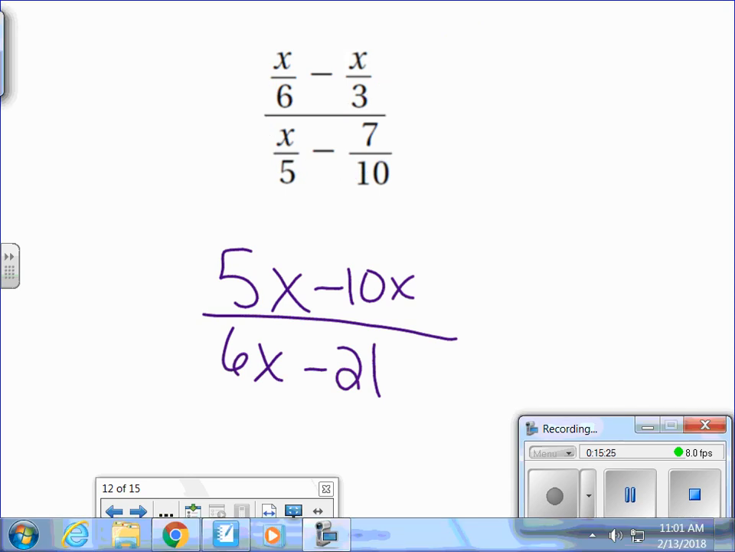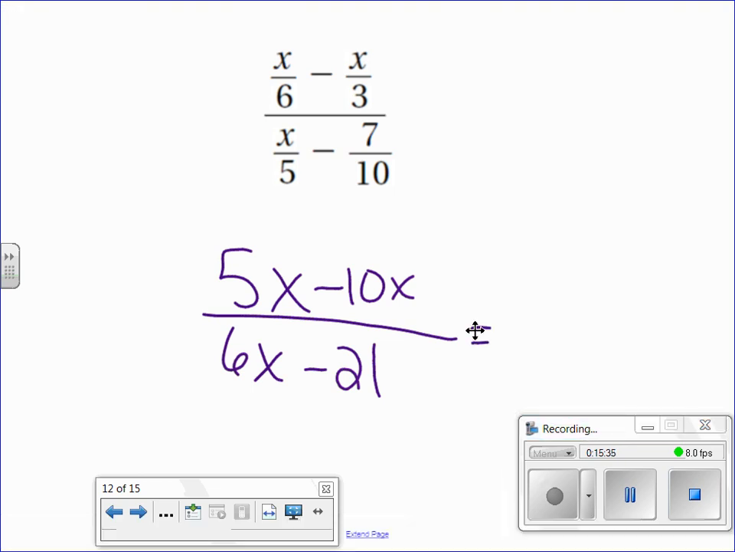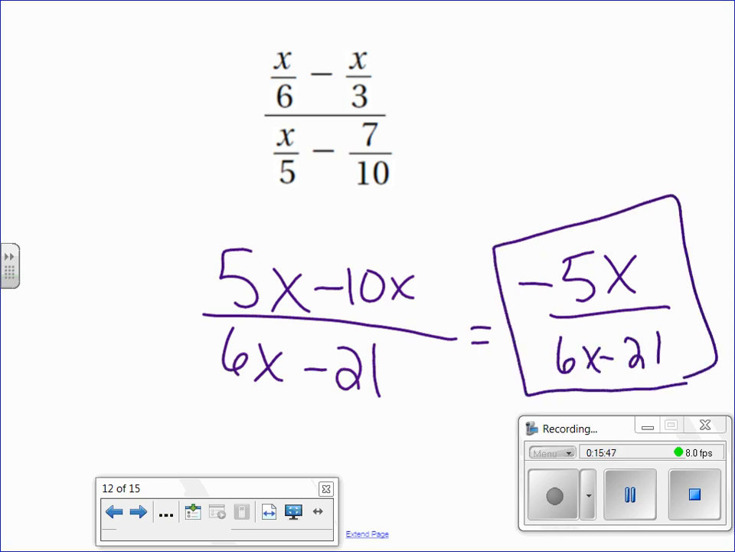Okay, so now that all 4 of our fractions have been cleared by multiplying by that common denominator, I'm ready to rock and roll and finish the problem. 5x and negative 10x are like terms. I would make it a negative 5x. And then 6x and negative 21 are not like terms. And you'd want to stop right here. You cannot slash or x out. That's illegal. So you're pretty much done.